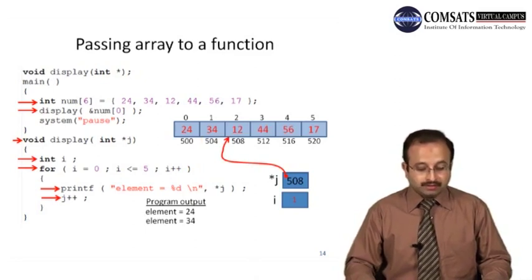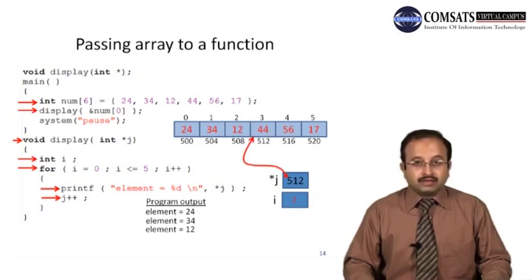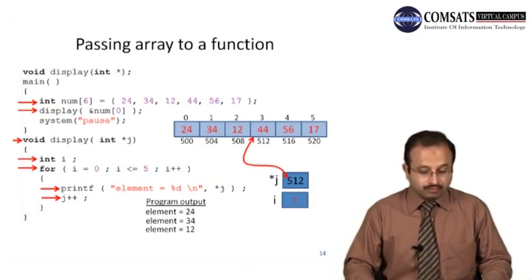Now the value of I is incremented, I becomes 2, 2 less than or equal to 5, the condition is true. So when this condition is true, it executes the printf statement. Now this time it says value at address 508. That value is 12, that will be printed. J will be incremented, its value becomes 512. It points to the 4th element of the array whose index is 3 and address is 512.